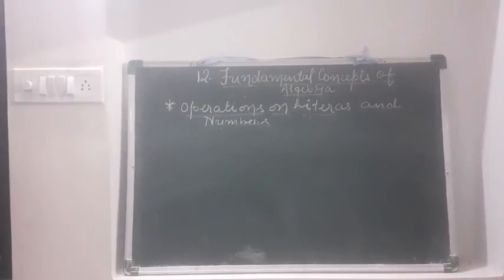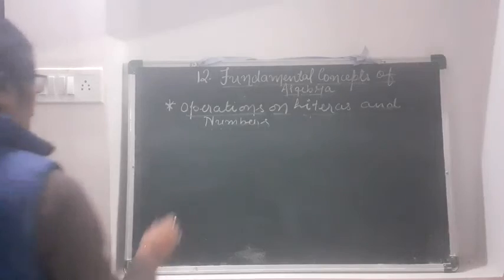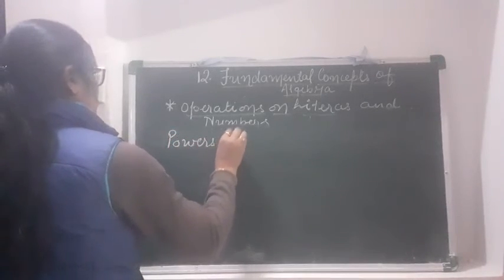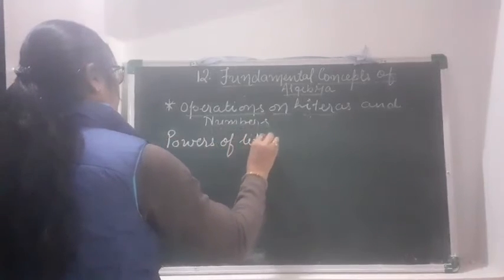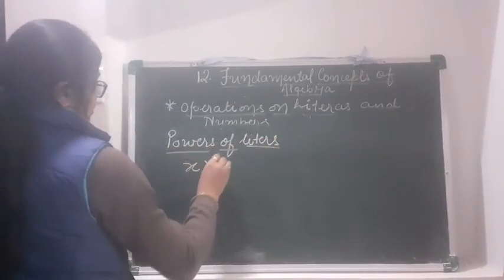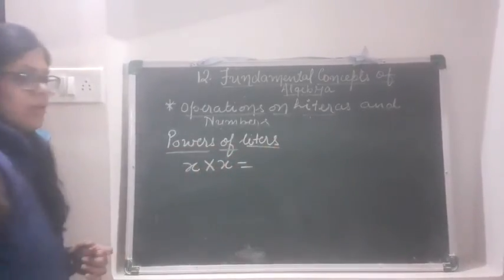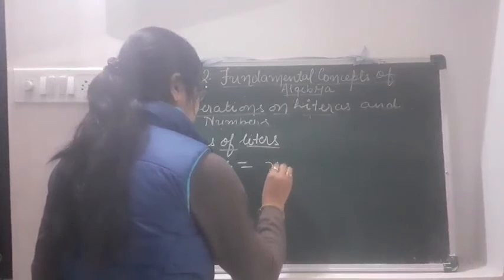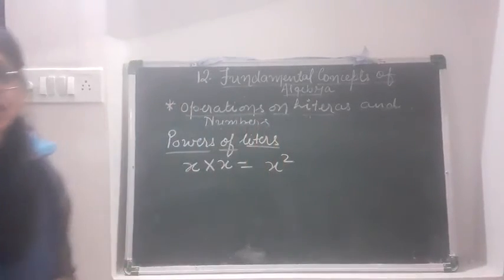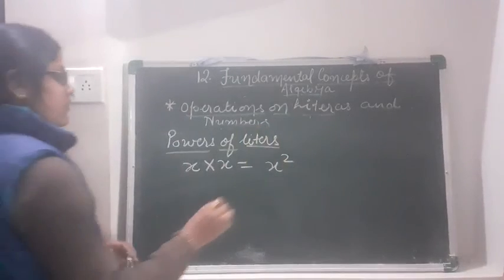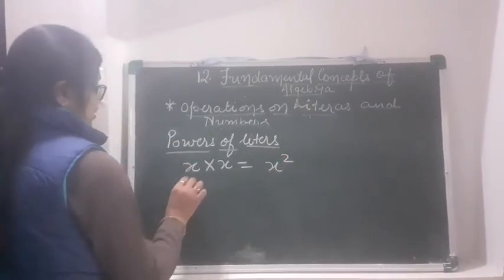If we have to write powers of literals, if x into x is given, how many times is x there? 2 times. So we will write x to the power of 2 like this. That means we write x square.